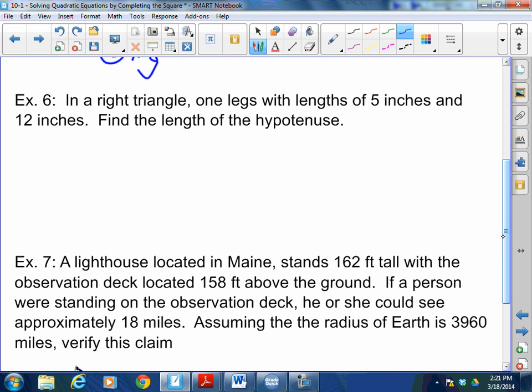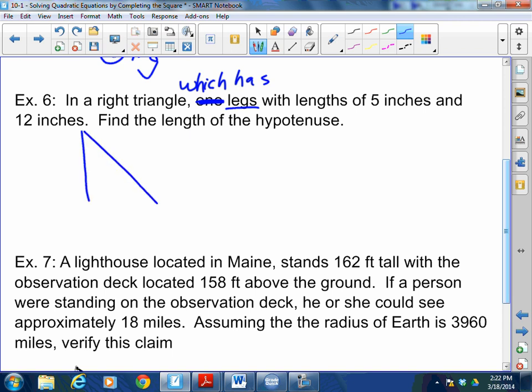In a right triangle, one leg's, what? That makes no sense. In a right triangle, one leg's with length, I don't know. In a right triangle, how about it, which has, little typo there, legs with lengths 5 inches and 12 inches, find the length of the hypotenuse.